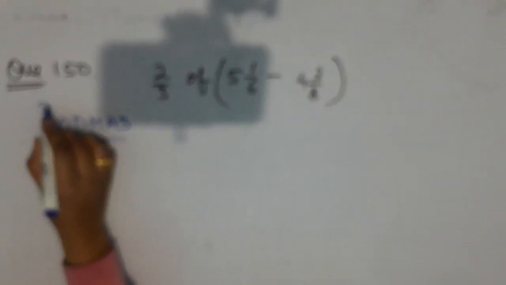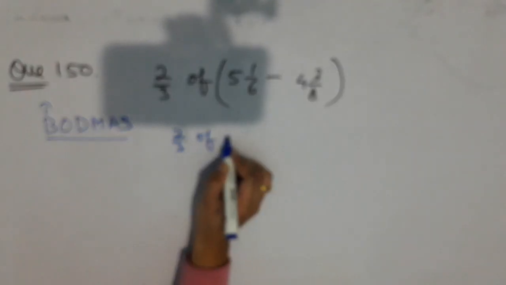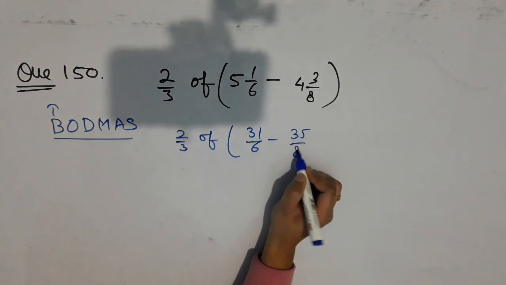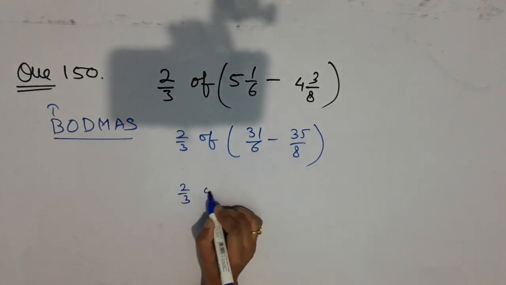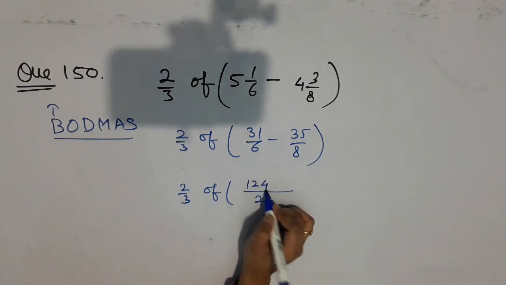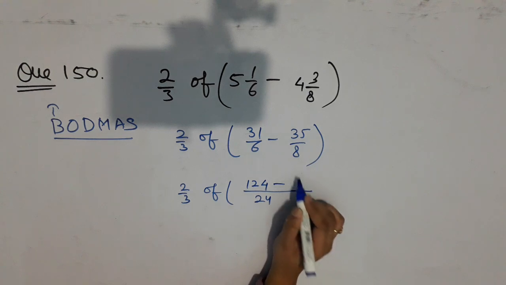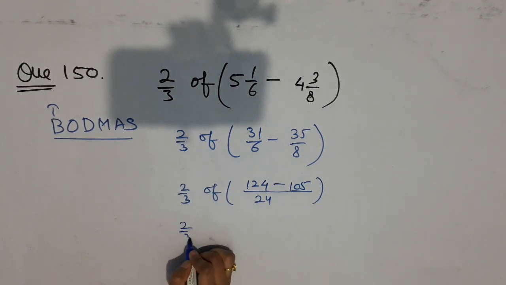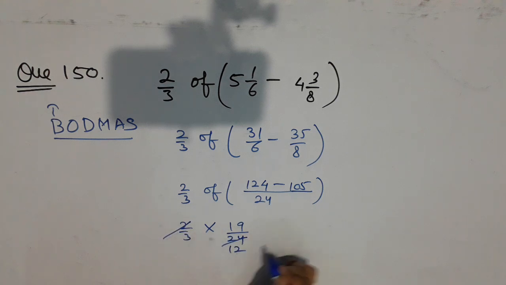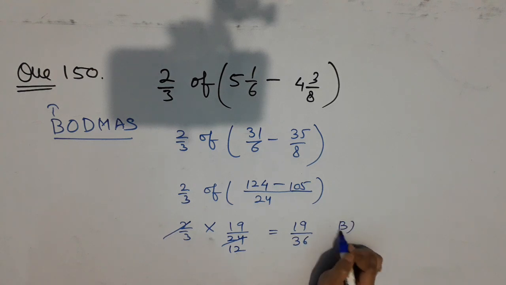Means first we will solve the bracket. 2 by 3 of, that is 31 by 6 minus 35 by 8. The LCM will be 24. This is 124 minus 3 into 35, that is 105, and that will be 2 by 3 into 19 by 24, and that is 19 by 12 into 3, that is 36, and option number B is correct.